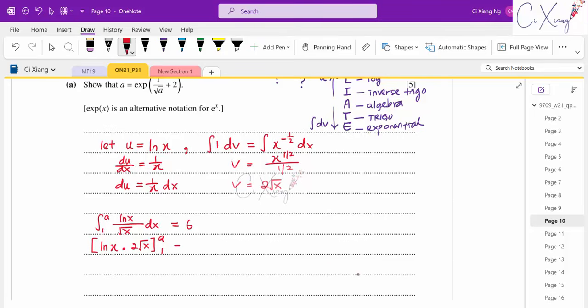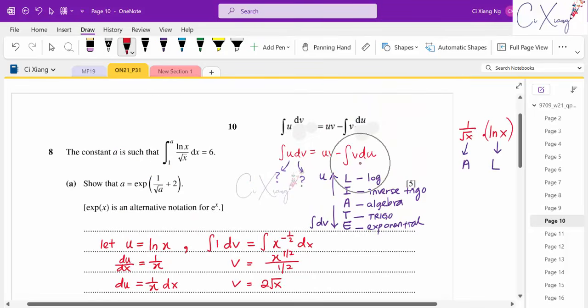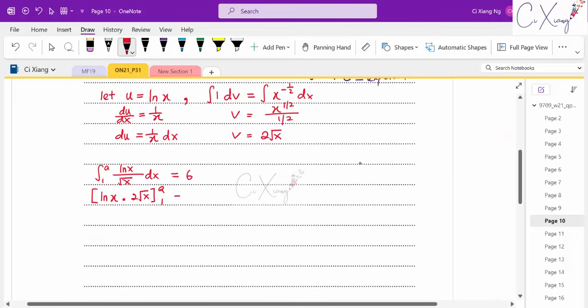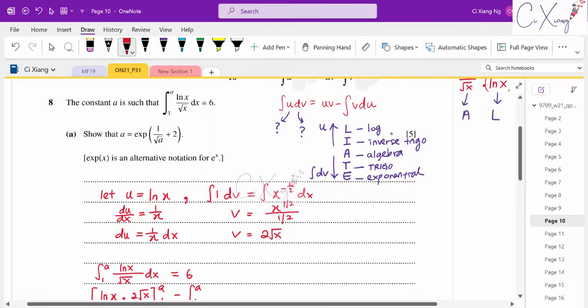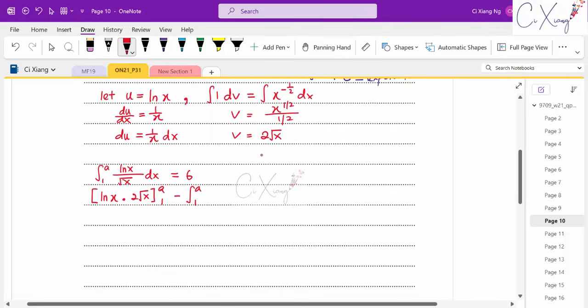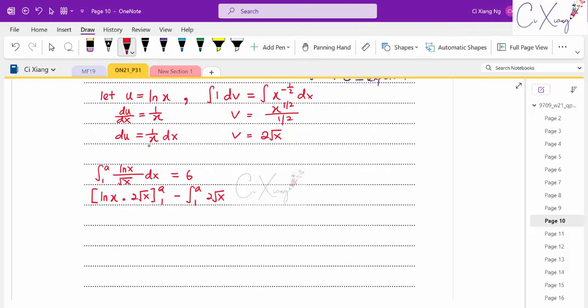After that, minus. So minus what? Minus integration of v du. So the integration sign you just copy, also include the limit 1 under a. Then they're asking for v du. So what is my v? V is 2 square root of x. What is my du? So my du is this one, 1 over x. Sorry, 1 over x dx. And this whole thing will be equals to 6. So this whole thing is the left hand side, and it is equals to 6 on the right.